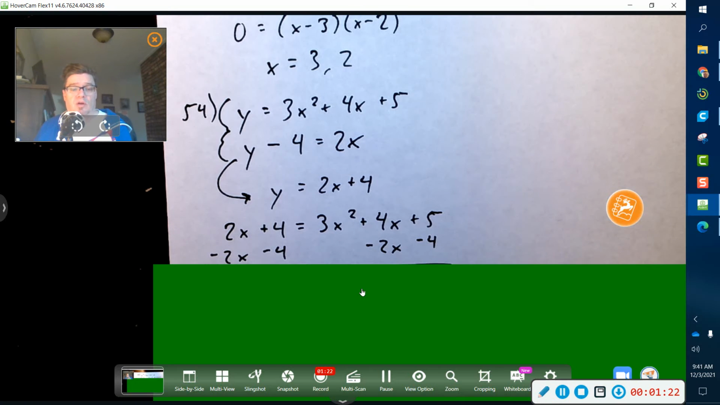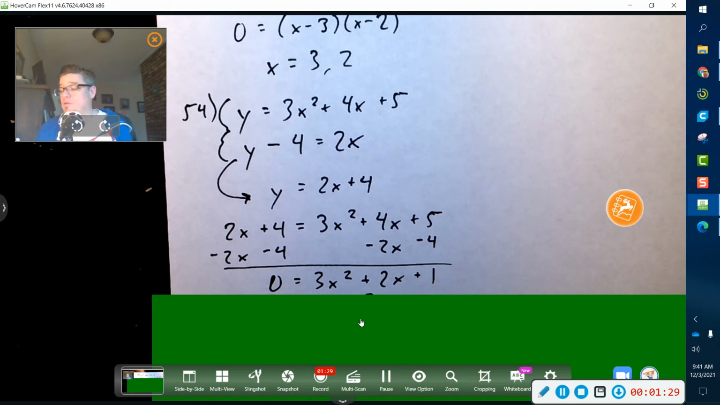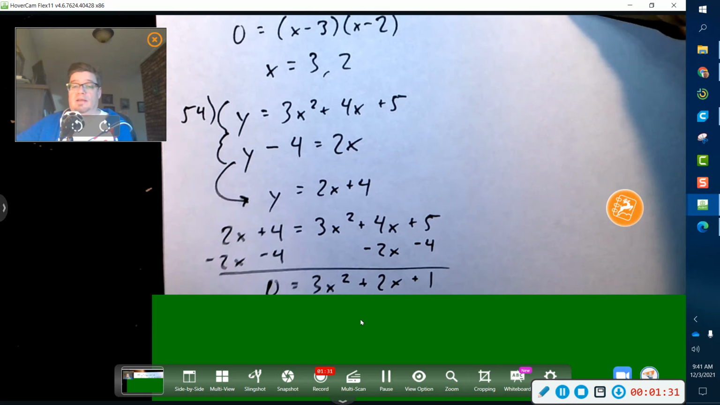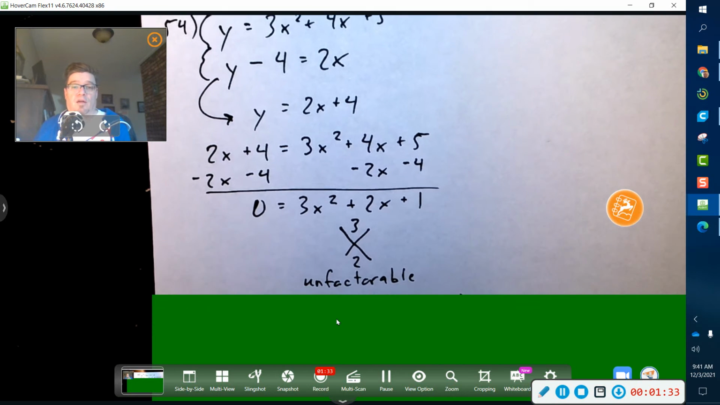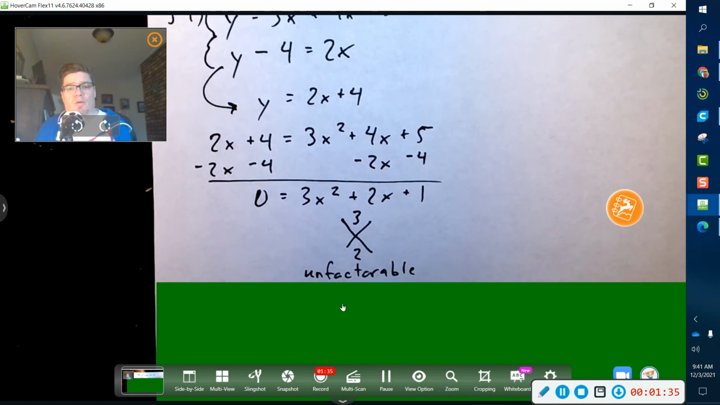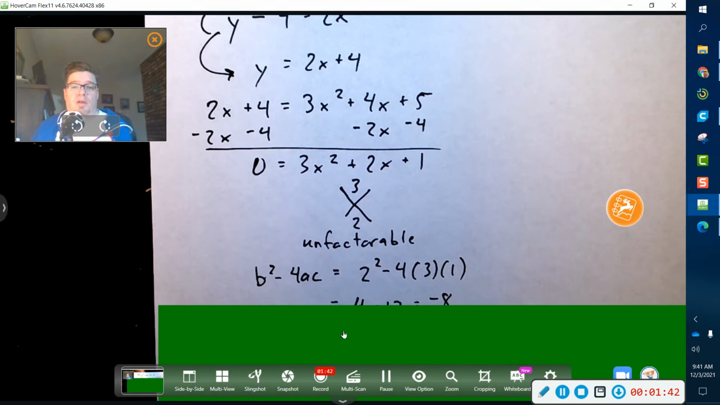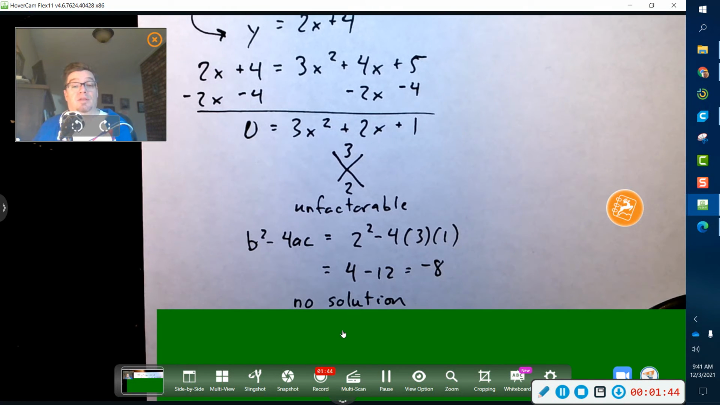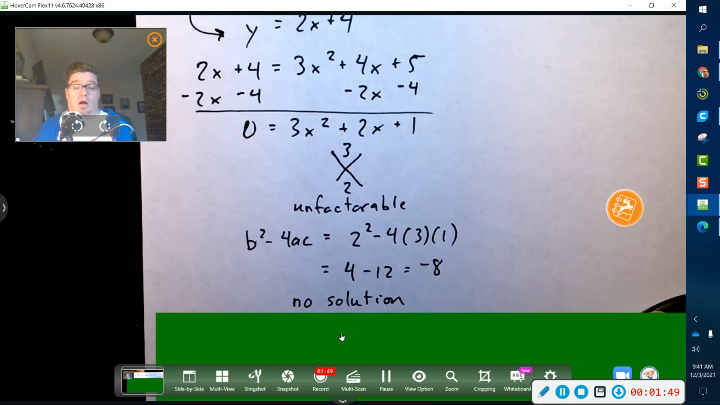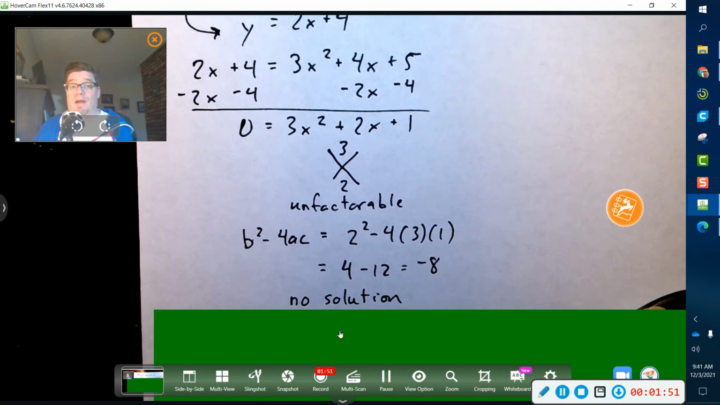Do a couple algebra moves here. We're going to move the 2x plus 4 over to the other side by making them negative. And that gives us a new quadratic. Then this quadratic we actually solve just like we would with other methods. We're going to try to factor, but we'll find that it is unfactorable. So our last resort actually is to do the quadratic formula. And by doing the quadratic formula, we actually find that the discriminant is -8, which means that it does not hit. So there is no solution. If we were to graph this, the line would be underneath the quadratic.